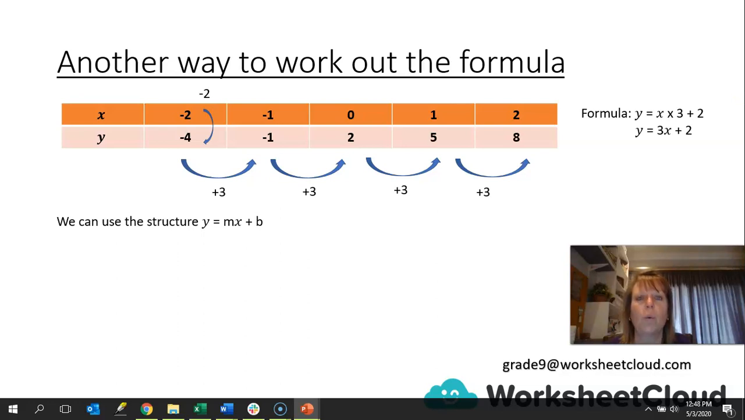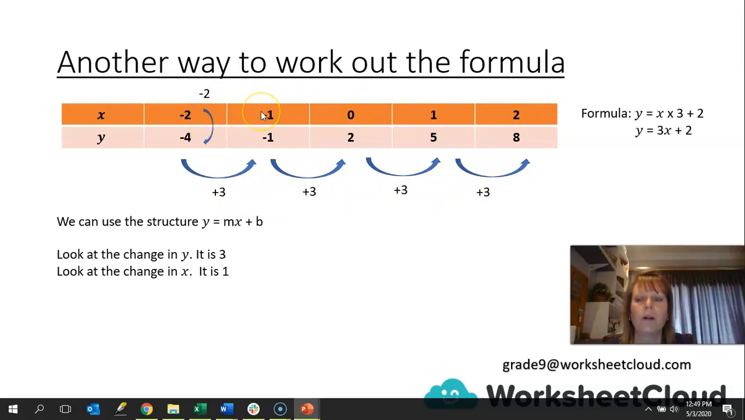We can use the structure y is equal to mx plus b. You're probably thinking, what on earth does that all mean? Your y is your y value, your x is your x value, the m would be the constant that goes with x, and then plus another constant. Look at the change in the y, it's 3. Then we look at the change in the x, it's 1. So now instead of going between the y and the x, we go from x to x. Can you see? We're adding on 1 each time, like we're adding on 3 each time here.